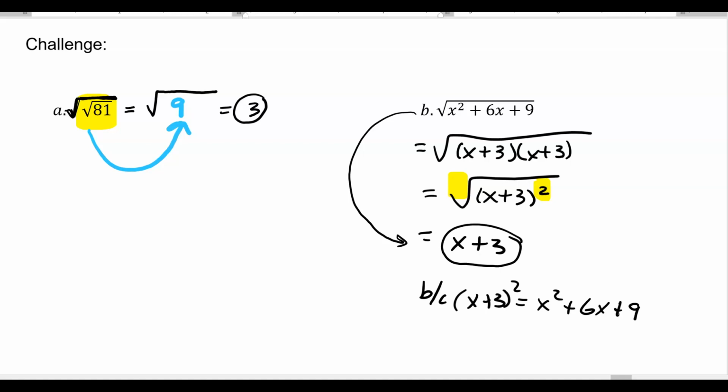Now this concludes the lesson on 9.1, Introduction to Radical Expressions.